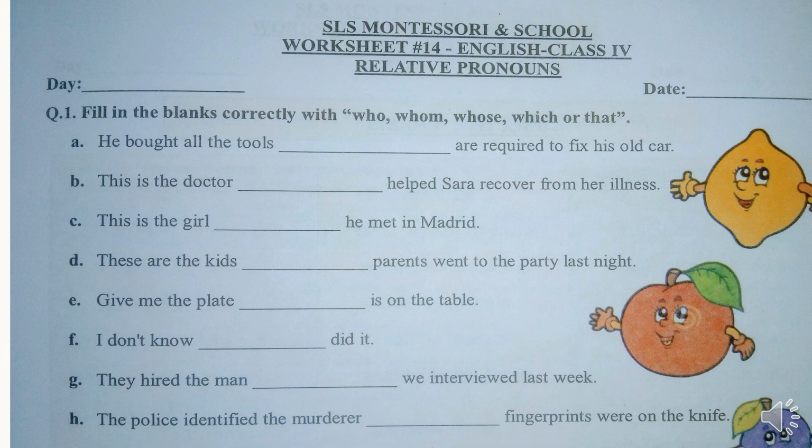Let's start our exercise A. He bought all the tools that are required to fix his old car. Tools are objects. So you can use the relative pronoun that we use for objects, places and ideas.